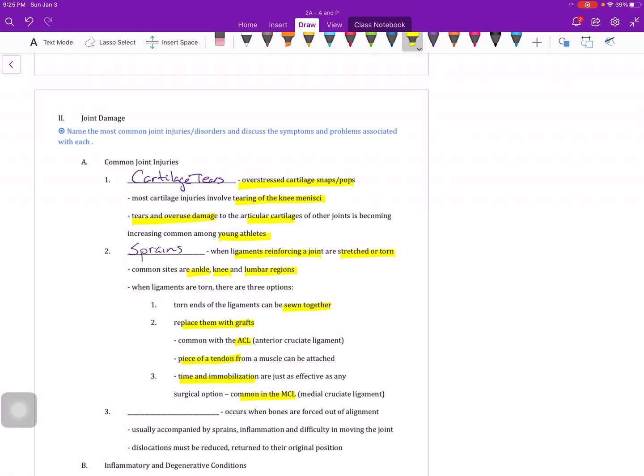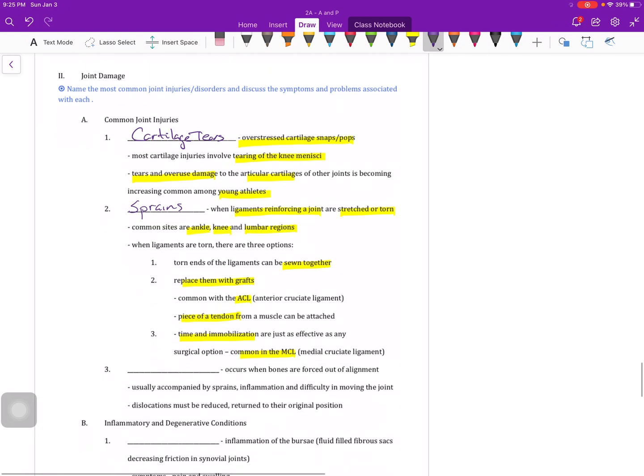All right, then another type of injury would be a dislocation. This is when the bones are forced out of alignment. Usually accompanied by sprains, you have inflammation, difficulty in moving the joint. They've got to be reduced or returned to the original position. So we say reduction is moving the ends back together. So like a dislocated shoulder would be, as you would say, popped back into place.